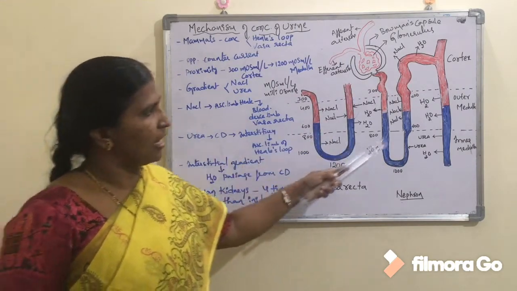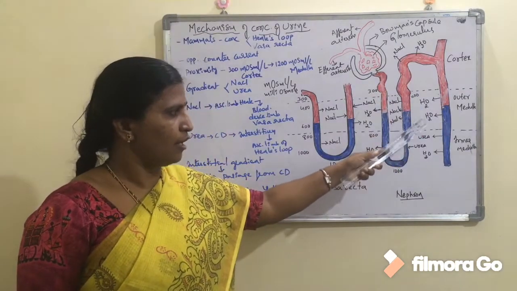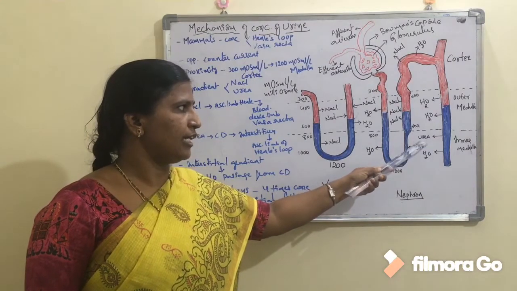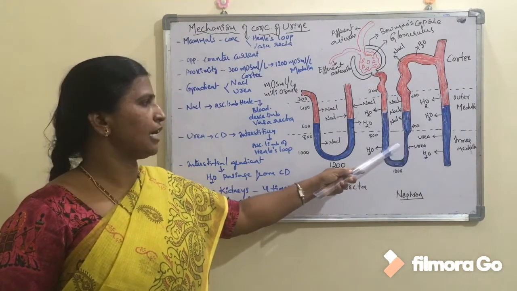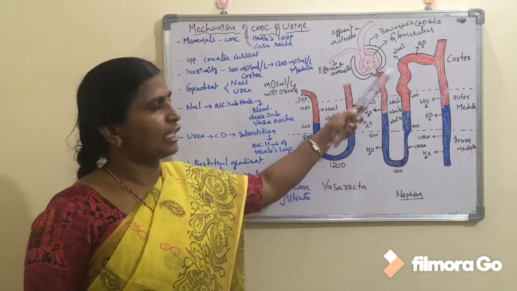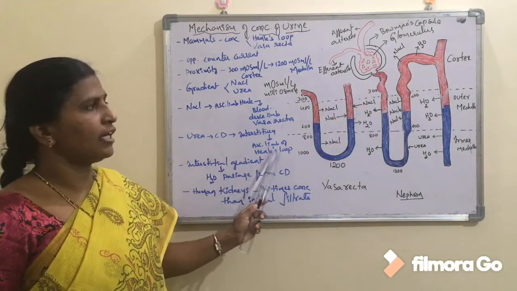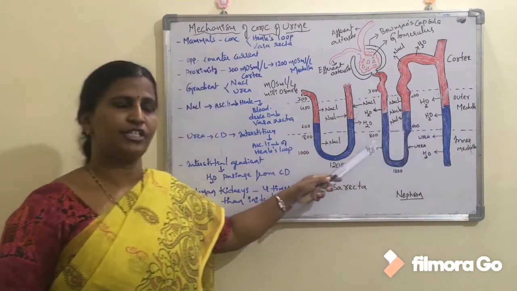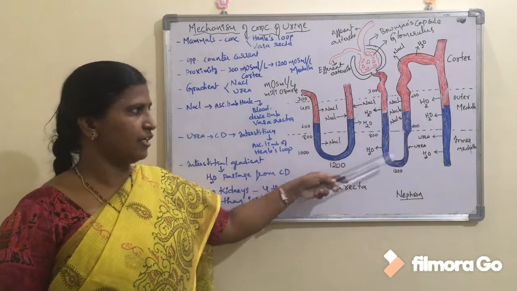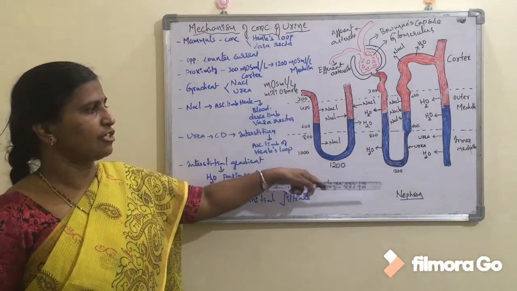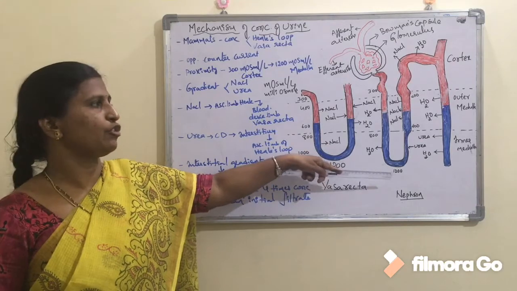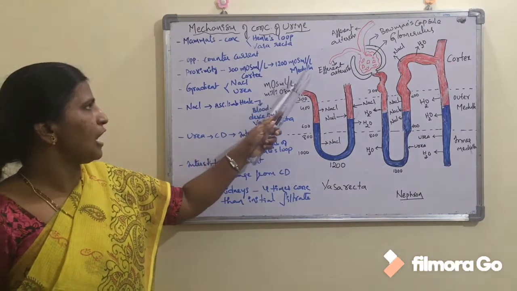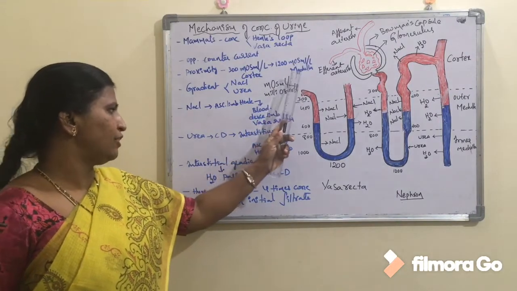Coming to urea, it comes into the interstitium from the collecting duct. From the interstitium, urea enters the ascending limb of the loop of Henle, so that the urea concentration as well as the sodium chloride concentration is more in the medulla region. And in the medulla, the inner medulla has even more, hence the osmolarity increases up to 1200 milliosmoles per liter in the inner medulla region.